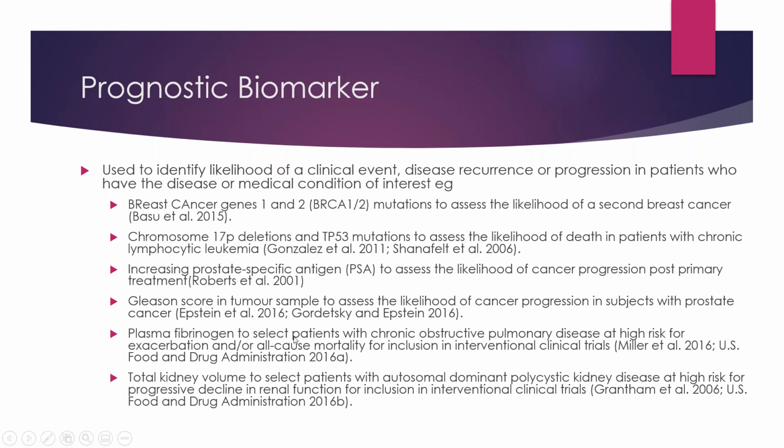Plasma fibrinogen has been used to select patients with chronic obstructive pulmonary disease who are at high risk for exacerbation and/or mortality for inclusion into interventional clinical trials. And total kidney volume can select patients who have autosomal dominant polycystic kidney disease who are at higher risk for progressive decline in renal function, again, to enrich inclusion into interventional clinical trials with putative treatments.